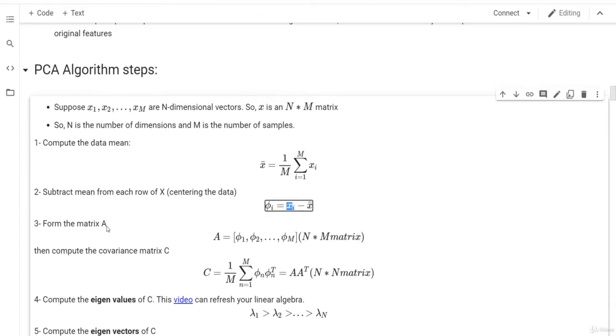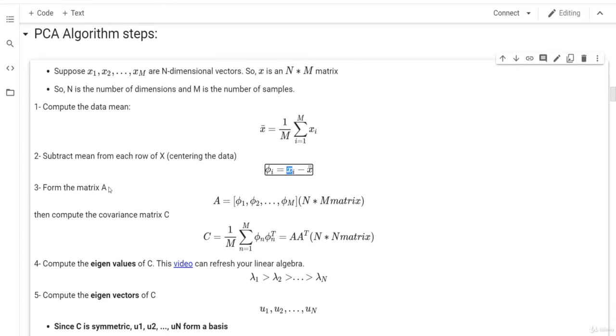And the third step is that we will form the matrix A. The matrix A is basically phi 1, phi 2, phi 3, phi 4, and so on. So it's the same n times m matrix we had before, after subtracting the mean, or centering the data. And from this matrix, we can compute the covariance matrix. You can also revise this part in the statistics section.